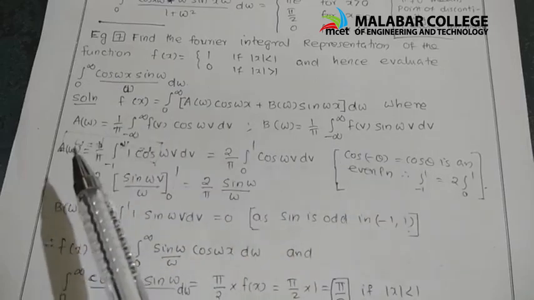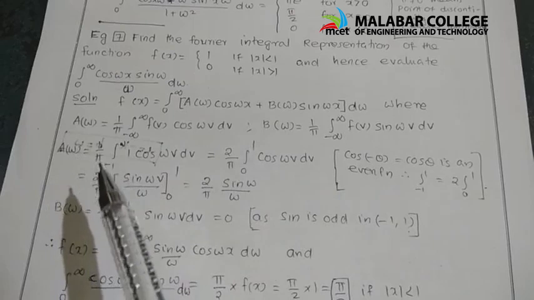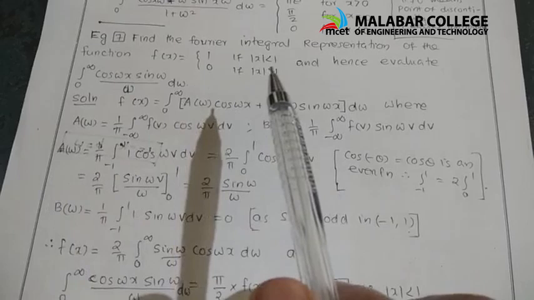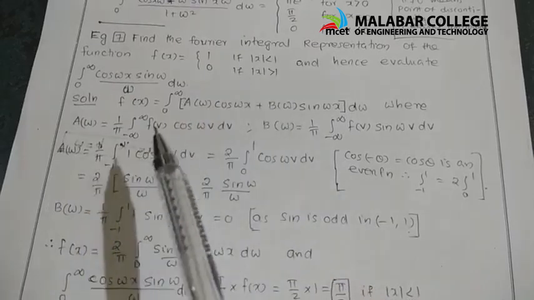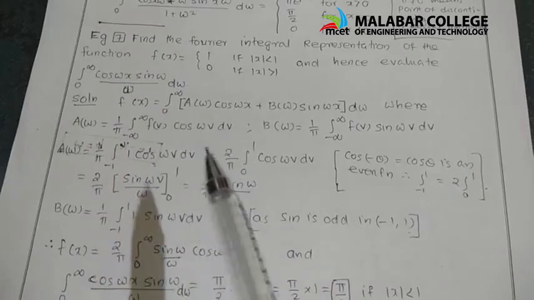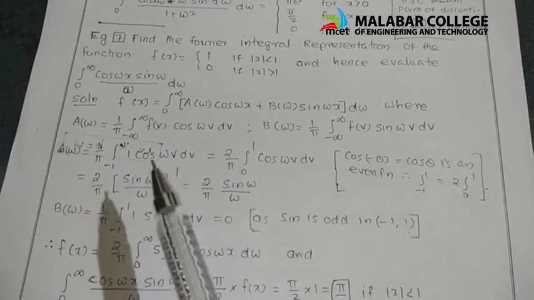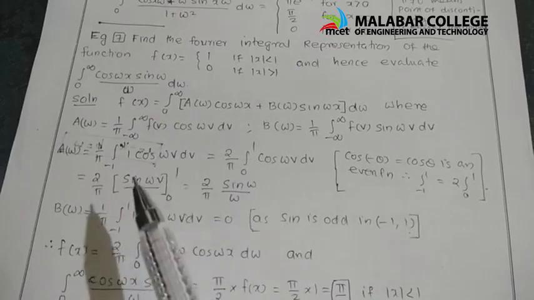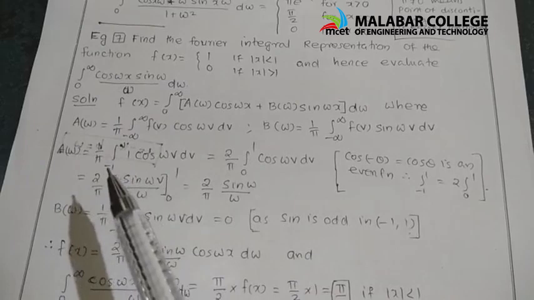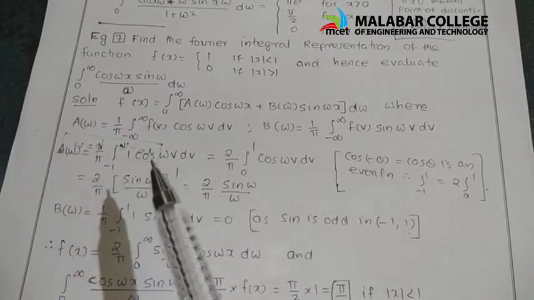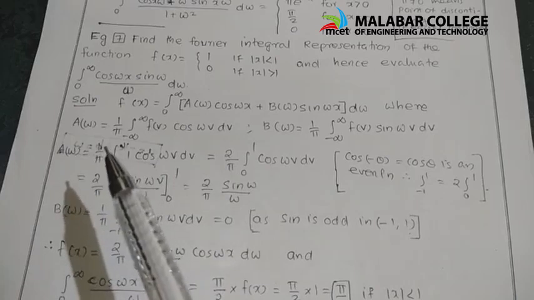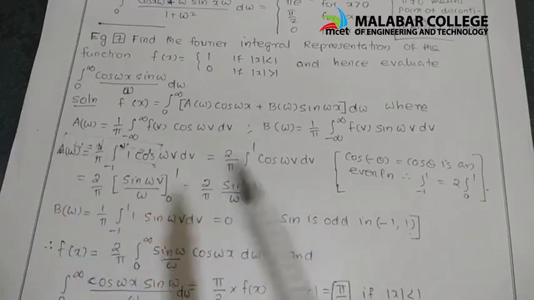First of all we have to find a omega, which is equal to 1 by pi integral from minus infinity, which means we have minus 1 to 1 here. So minus 1 to 1 of f of v, which is f of x equal to 1, cos omega v dv. We have to integrate this function. We know that cos is an even function between minus 1 and 1, so we can write in place of 1 by pi, 2 by pi, integral 0 to 1.